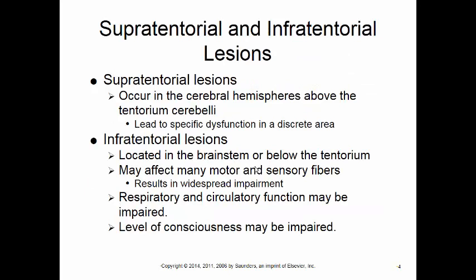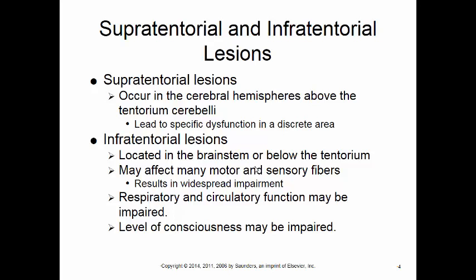Then we have what's called supratentorial and infratentorial lesions. These are really two divisions of the brain. If the lesion is above the tentorium cerebelli, so if it's up there in the cerebrum, above that level, it's called a supratentorial lesion. If it's below that level, so it's not in the cerebrum but below, down towards the brainstem, below the tentorium, it's called an infratentorial lesion.